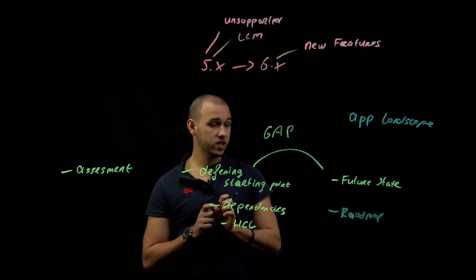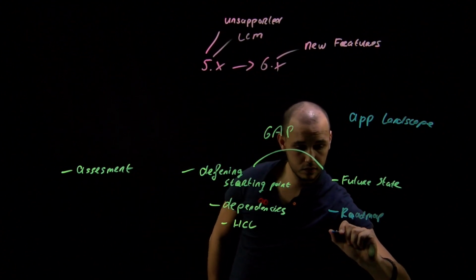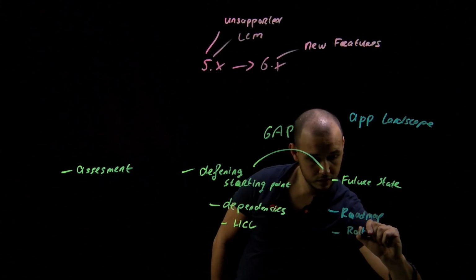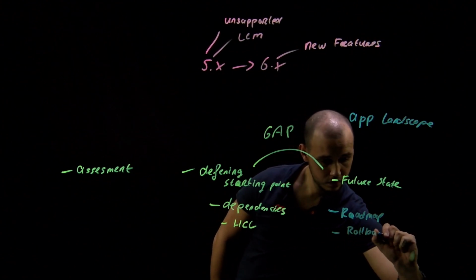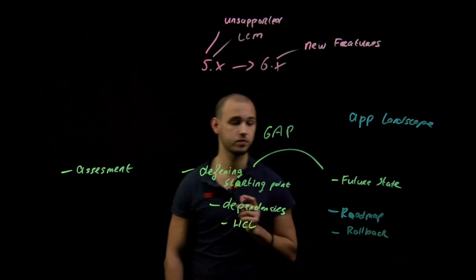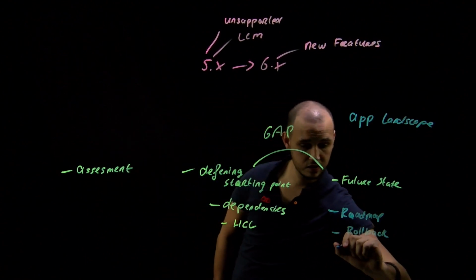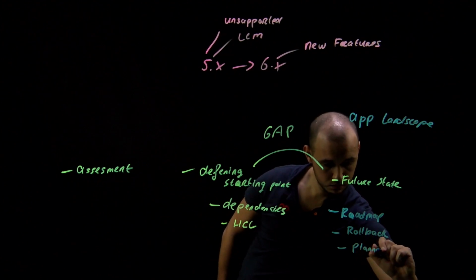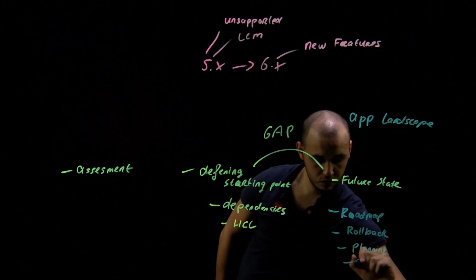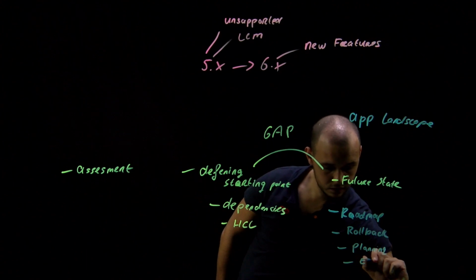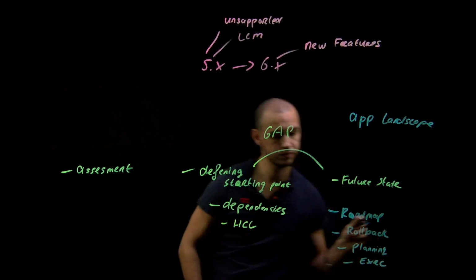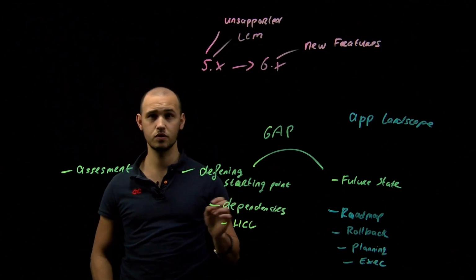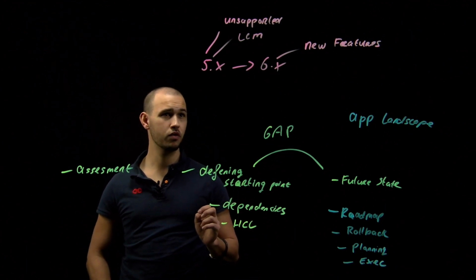Once the roadmap is defined, it's important to also have a rollback plan in place. After that comes the planning, and then of course the execution part. Well, now you know about the methodology that we use to go from one version to another.